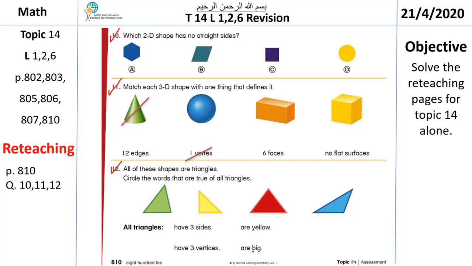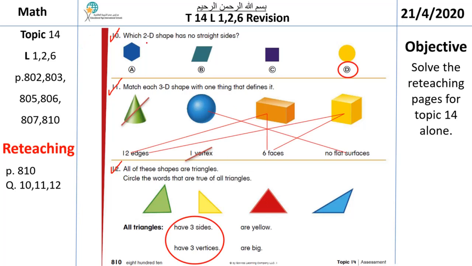Now, I will show you my answers. So for number 10, you should have D. For number 11, you should have the rectangular prism and the cube both matched with the 12 edges and the 6 faces, because both of them have 12 edges and 6 faces. For the sphere, it should be with the no flat surfaces. And for number 12, you should choose the have 3 sides and have 3 vertices.